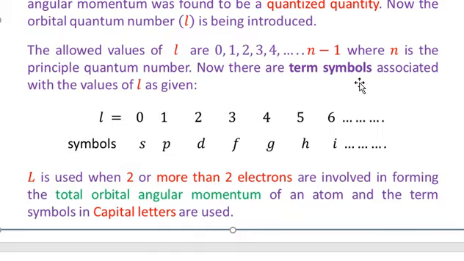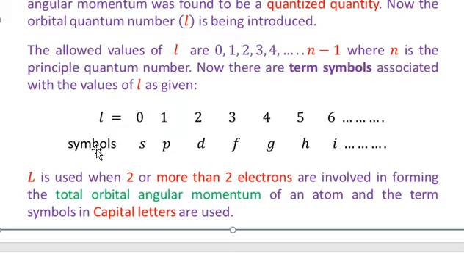Now there are term symbols. Shortly we shall be talking about the term symbols, which represent an atomic level in a spectrum. For each level of the spectrum, we shall be using some term symbols. These term symbols are due to quantum number L. For example, the quantum number L, as I said earlier, will change from 0 to 1, 2, 3, and so on up to the maximum value of n minus 1.